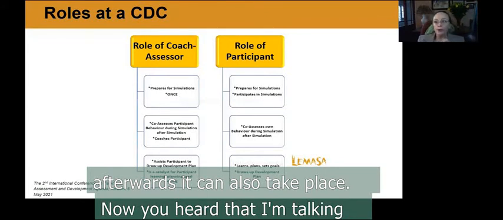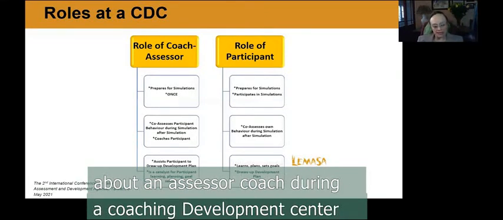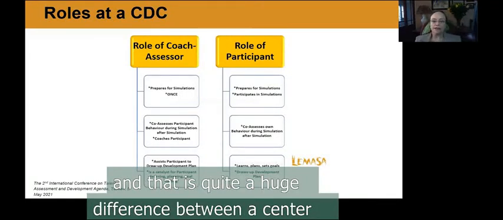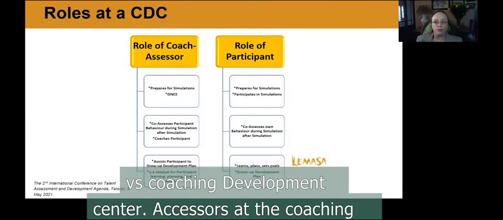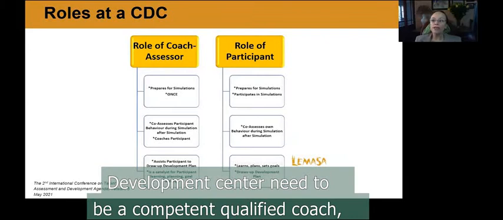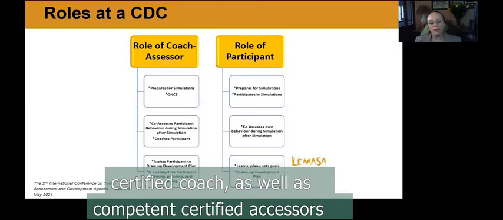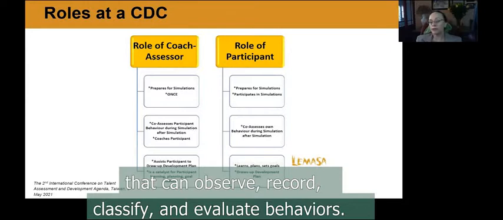Now, you've heard that I'm talking about an assessor coach during a coaching development center. And that is quite a huge difference between a center for selection purposes or even for diagnostic purposes versus a coaching development center. Your assessor at a coaching development center needs to be a competent, qualified, certified coach, as well as a competent certified assessor that can observe, record, classify, and evaluate behavior.